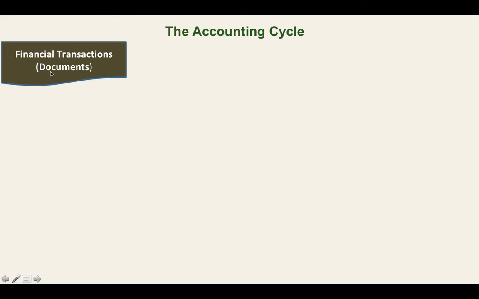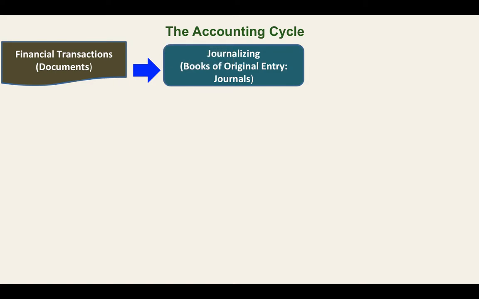The first step in the accounting cycle is determining the financial transactions to be recorded. For you to record these financial transactions, they must be supported by documents, and the documents will serve as your basis in recording them. The financial transactions will be first recorded in the books of original entry, and those books are called journals. That action is called journalizing, or preparing your journal entries.